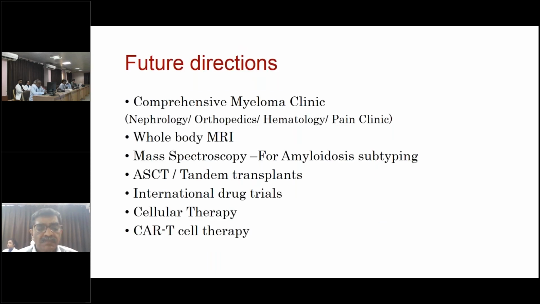In future, we are planning to have a comprehensive myeloma clinic in which a collaboration of nephrology, orthopedics, hematology, and pain clinic can give a solution to all our myeloma patients under a single roof. We wish to have a whole body MRI facility and mass spectroscopy facility for amyloid subtyping. We are also planning to do tandem transplants for very young myeloma patients. We would love to have a part in international drug trials and to have cellular therapy and CAR T-cell therapy on board.